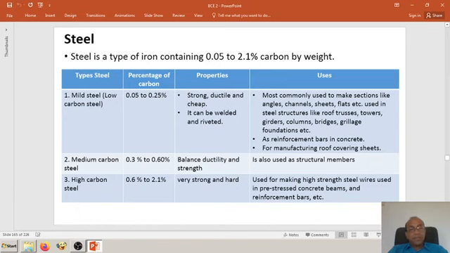Medium carbon steel has a carbon percentage of 0.3 to 0.6 percent by weight, and it has balanced ductility and strength as compared to mild steel and high carbon steel. It's also used as structural members. High carbon steel has a carbon percentage between 0.6 to 2.1 percent. It is very strong and hard, and it is used for making high strength steel wires used in pre-stressed concrete beams and reinforcement bars, etc.